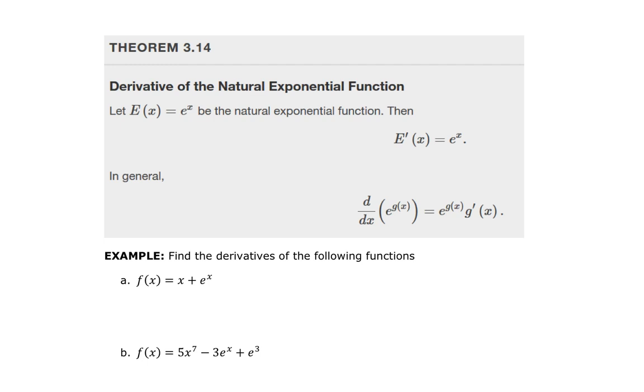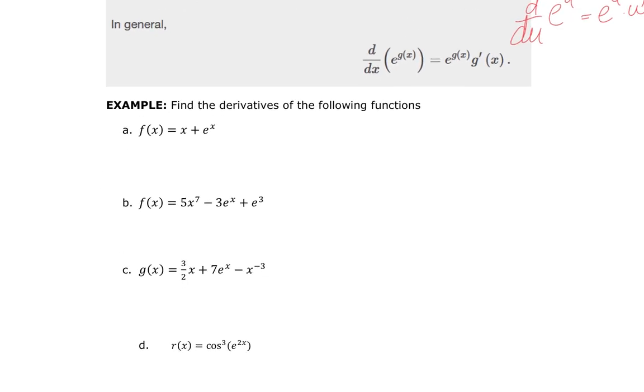You might see it in terms of u, so d/du of e to the u is equal to e to the u prime. Either one of them is fine to use on your note card. Of course, you don't get a note card for the test, but as you are practicing and preparing for tests and quizzes, you might want to have a note card or flashcard with these derivatives on them so that you get used to finding the derivatives.